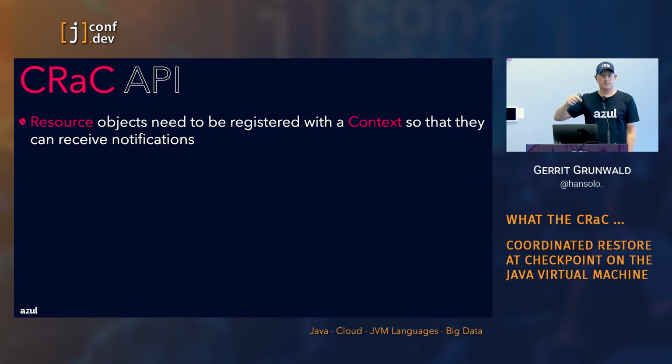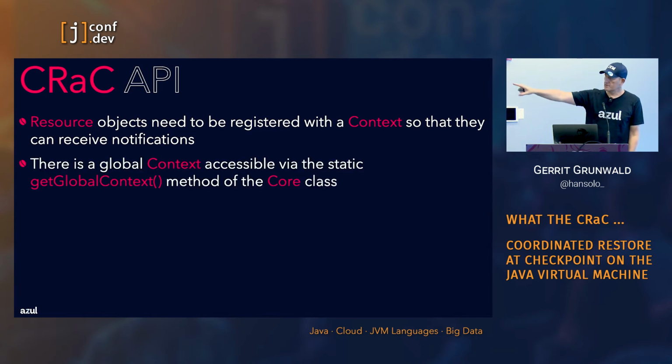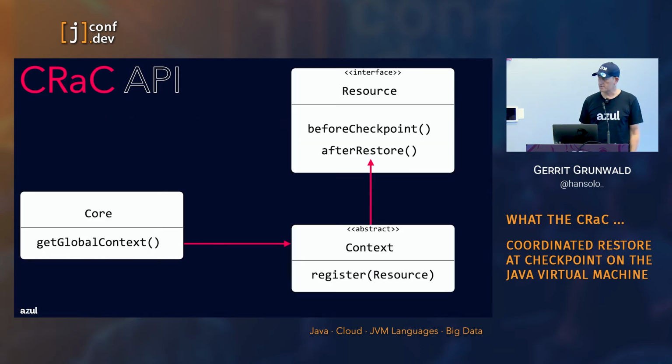Somehow the JVM needs to know which resources to call. So that means we have to register them somewhere. And this is the context. How do we get the context? In the Core class there is something like Core.getGlobalContext. And then you can just take the context and register your resource in that context. That's the idea. You have your class, you implement the interface, then you get the context and say, register this resource in the context. And you do that in all these resource files that you have.